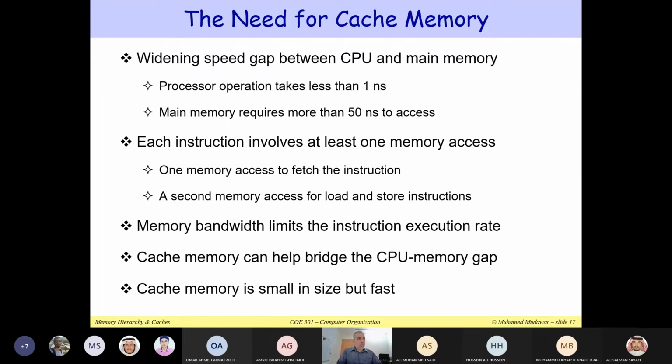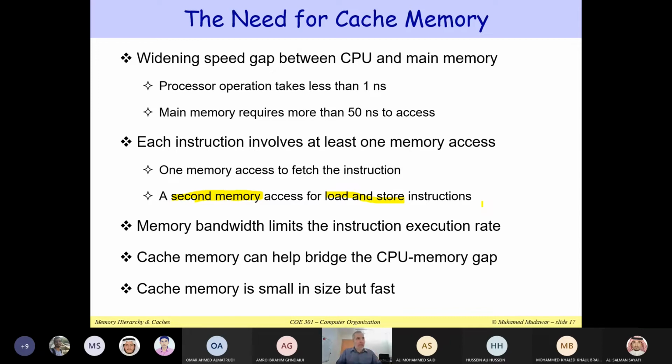And each instruction involves at least 1 memory access. If you look at the program, every instruction has to be fetched from memory. The PC contains the address of the instruction, and the instruction has to be fetched, has to be read from memory. And if this instruction was a load or a store, then the same instruction is going to access data in memory. So sometimes you can have a second memory access in the case of load and store instructions. And for this reason, the program is generating lots of memory addresses and accessing the memory frequently.